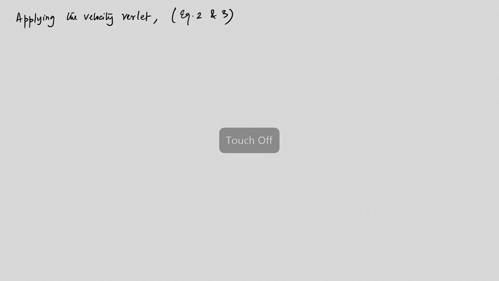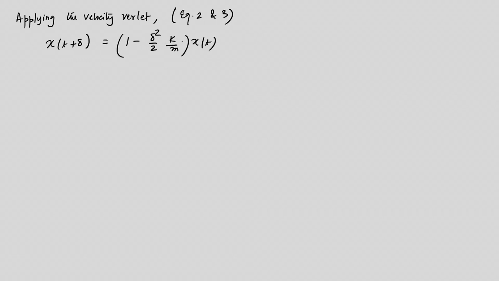So, let us use them, and we can write this as 1 minus delta square by 2 k by m. We have already shown the acceleration is this. So, we combine it here, and then there is a delta v t. Just be a little careful, this is not delta v, this is delta multiplied by v. So, delta is a small increment in time.